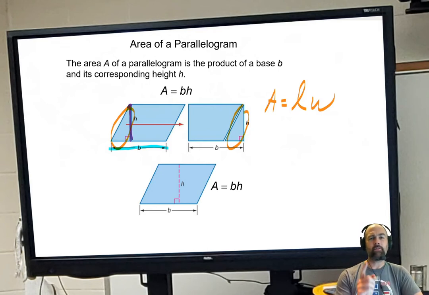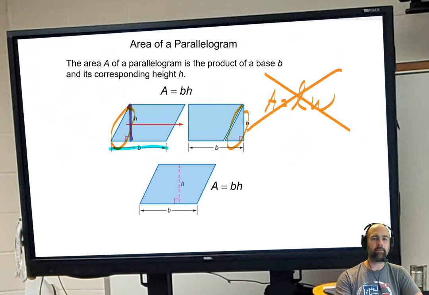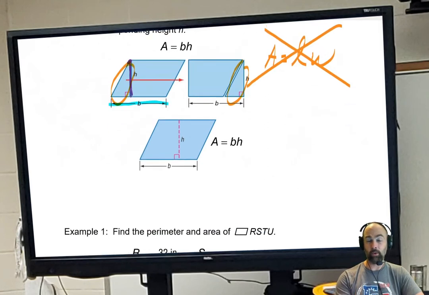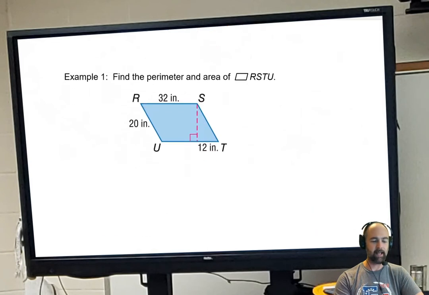I'm going to use this for all parallelograms, including squares and rectangles. So you will never see length times width anywhere in my vocabulary, anywhere in my formula sheets. That was elementary school. That was back when we were doing milk. It's time to grow up and do some meat. And so now we're not doing length and width. We're doing base times height.